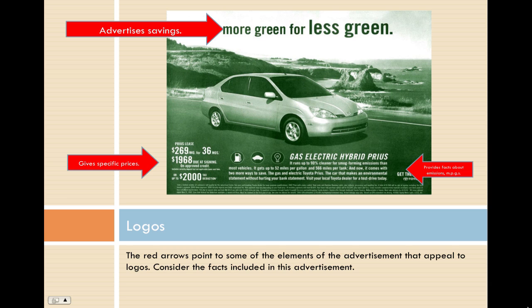Again, a logos appeal, they're giving you specific facts about what it costs. And then if we look on the lower right-hand corner, it provides facts about emissions, miles per gallon, etc. In this paragraph, it says it runs up to 90% cleaner. It also tells us it gets up to 52 miles per gallon and 566 miles per tank. So that's giving us statistics related to the car. This ad is using primarily logic to try and persuade us that the Prius is a good idea, and perhaps a good idea for our next vehicle.